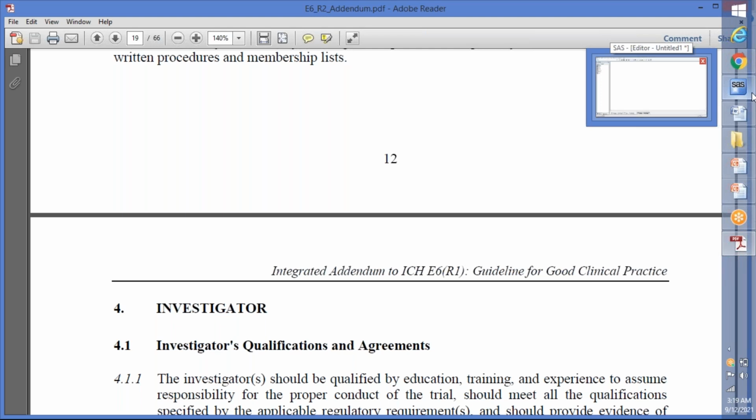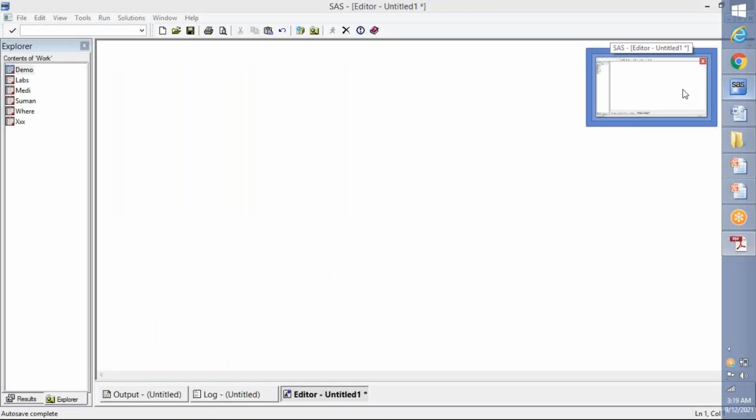We have done with the coding, right? Have we done with the coding, Nandini? Yeah, ma'am. Coding is done, like the theory part is done. Okay.